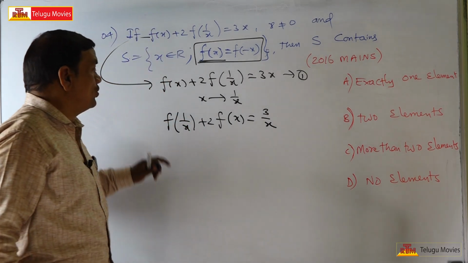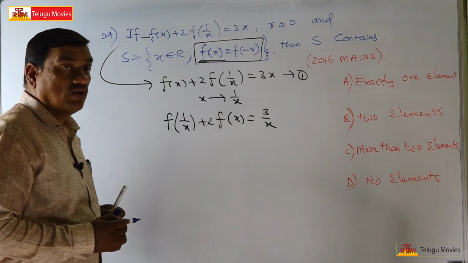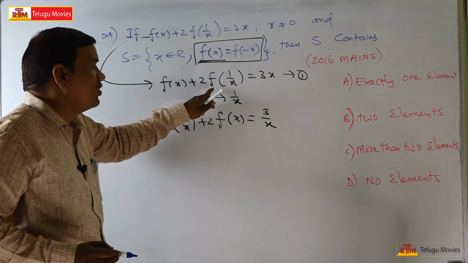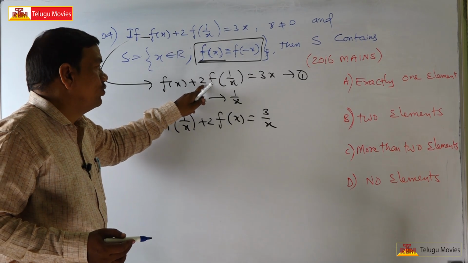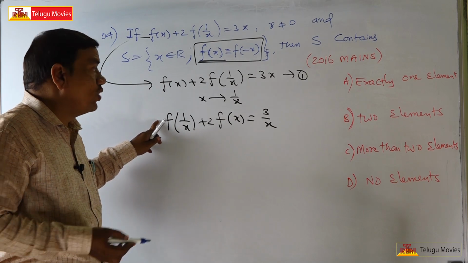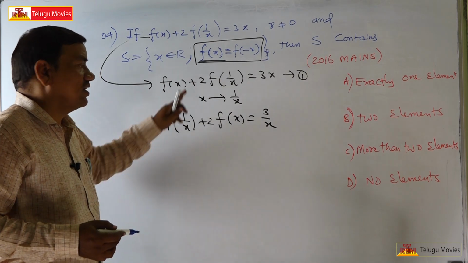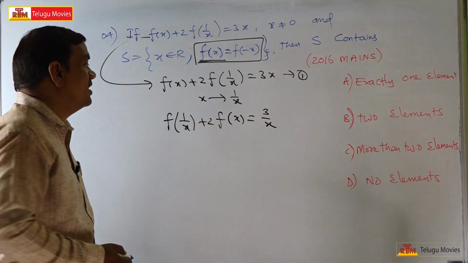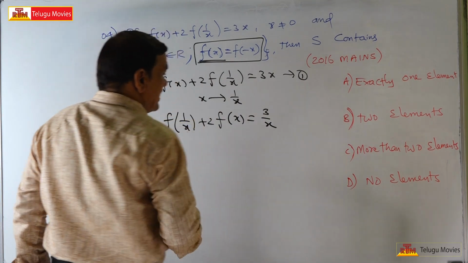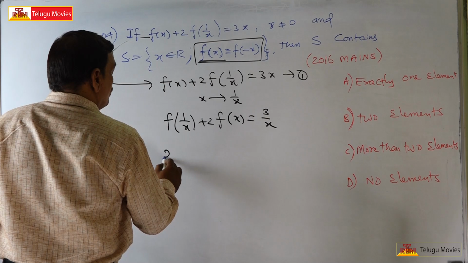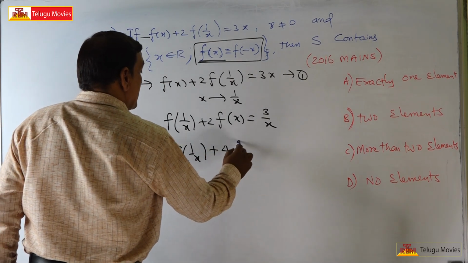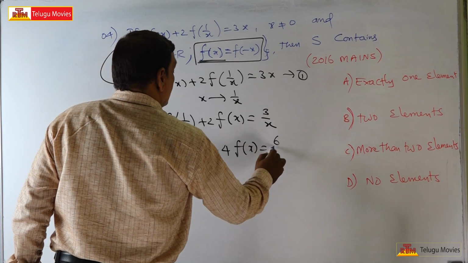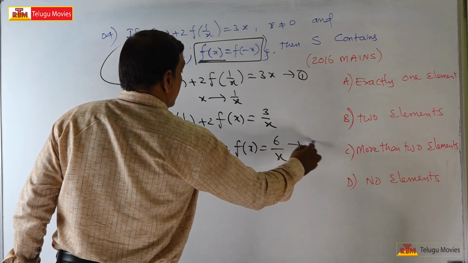Okay. So you have to find out the value of f of x. For that you have to remove f of 1 by x. To remove f of 1 by x, here 2 is there. Here also you multiply with 2, and after subtraction you will get f of x. That's why you multiply this second equation with 2. So this becomes 2 times f of 1 by x plus 4 times f of x, which is equal to 6 by x. Call it the second equation.